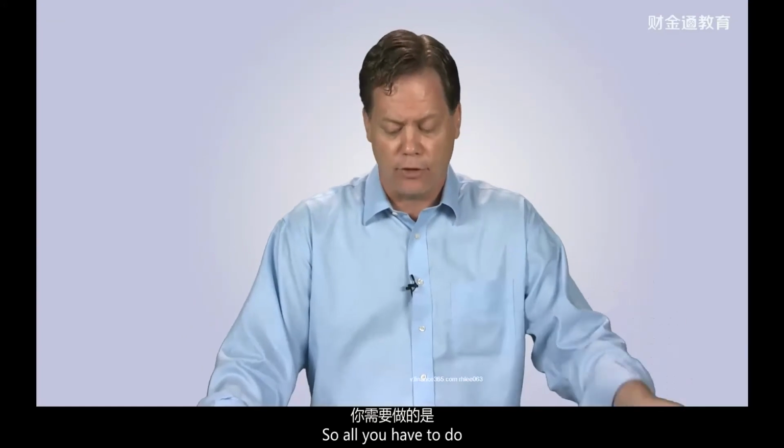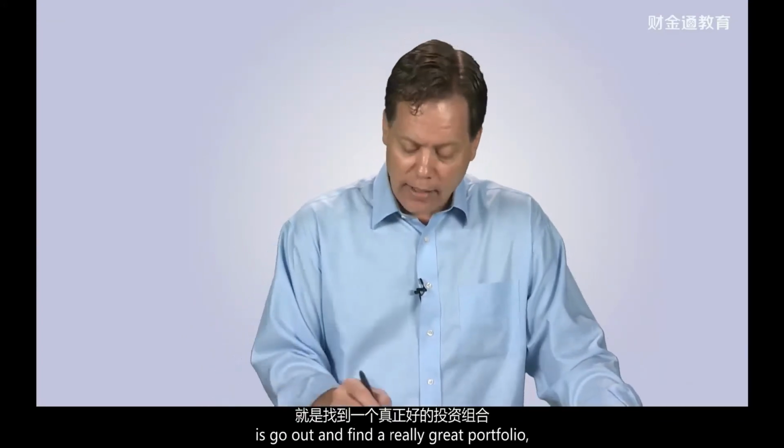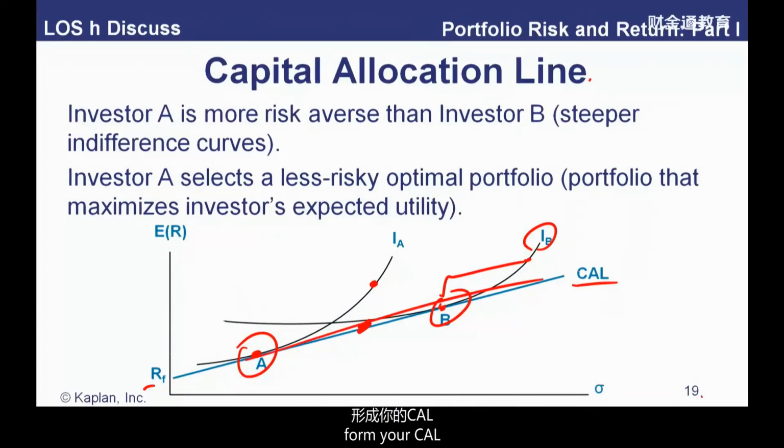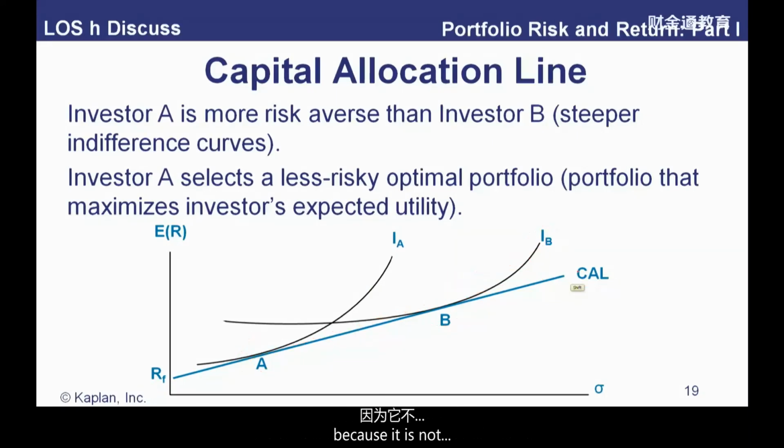So all you have to do, if you want to be a great investor, is go out and find a really great portfolio, take the risk-free rate, form your CAL, and then get out a utilometer, stick it next to your arm, and calculate your utility from all these different portfolio combinations, and then you could choose the optimal portfolio given that was your information set. Now, of course, I'm being facetious about that because we don't have utilometers, and these indifference maps are really hard to identify for individuals.